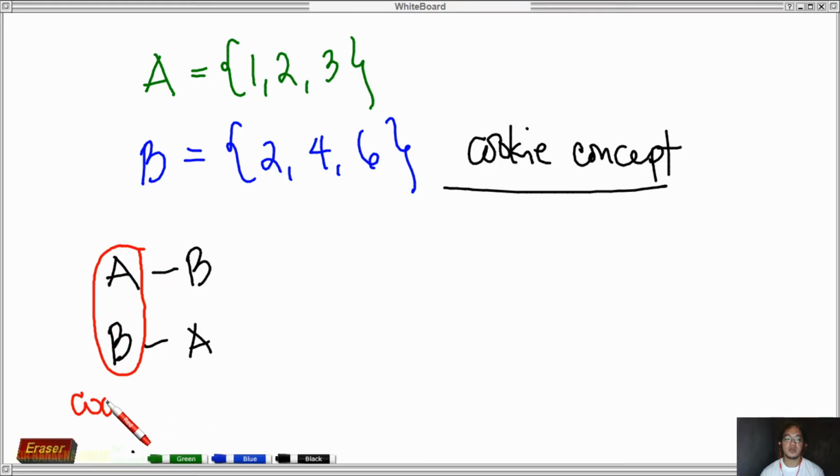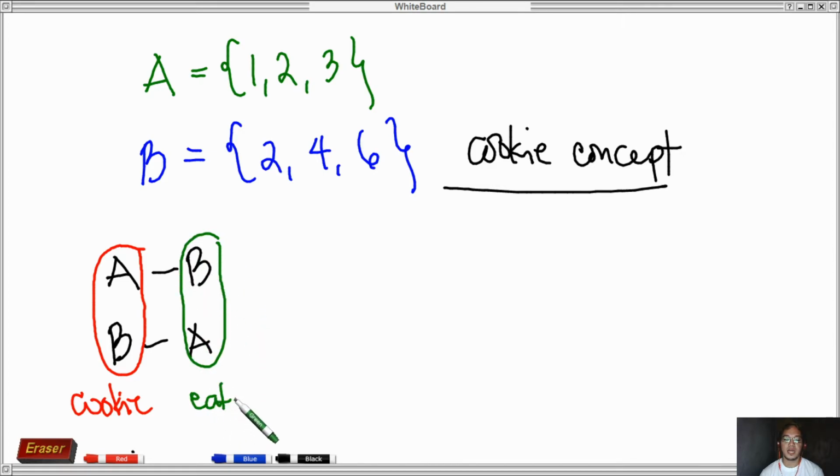This is what we call the cookie. Okay? Then what is written next? This is what we call the eater, meaning the one who eats the cookie. Remember in our earlier illustration?